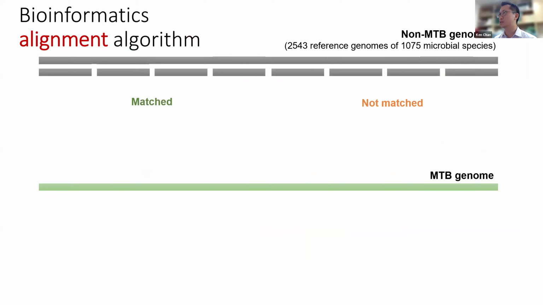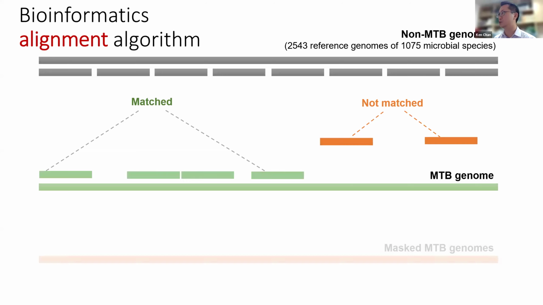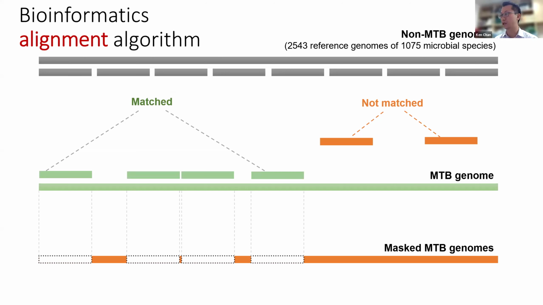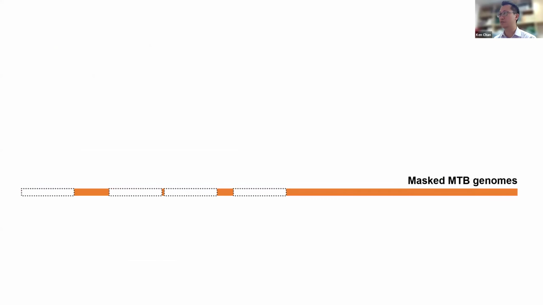Those genomes that match between these two groups of genomes will be considered non-TB specific. Those not matching and only present in the MTB genome are considered MTB specific. So we use those MTB-specific genomes as a target, what we call a smart MTB genome. Instead of the IS6110 gene target, we use the whole-genome-specific reference genome for the test analysis.